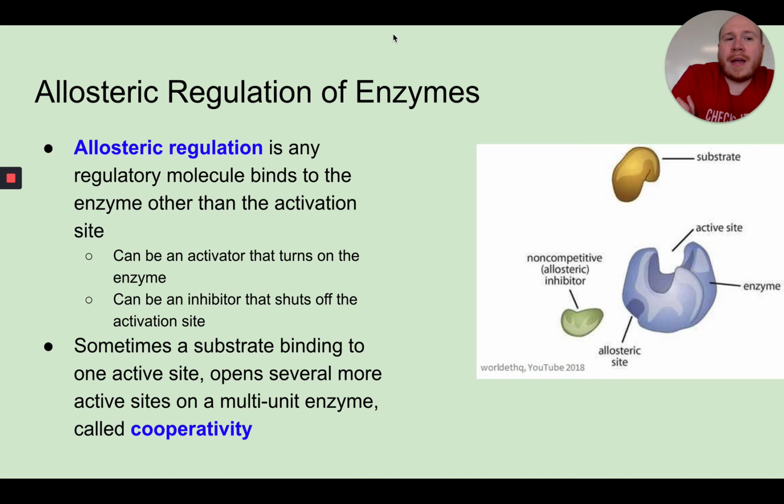So when we look at enzymes and regulation, there's what's called allosteric regulation. Allosteric regulation is any regulatory molecule that binds to an enzyme other than the activation site. So this is non-competitive inhibition. It can be an activator that turns on the enzyme, or it could be an inhibitor that shuts off the activation site. So it could turn it on or it could turn it off. It just depends on the enzyme and the actual regulation molecule.